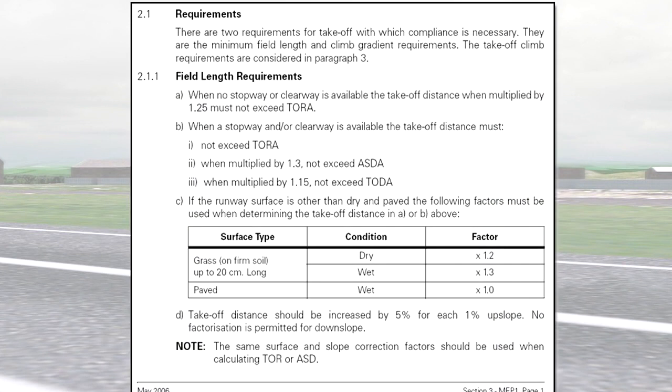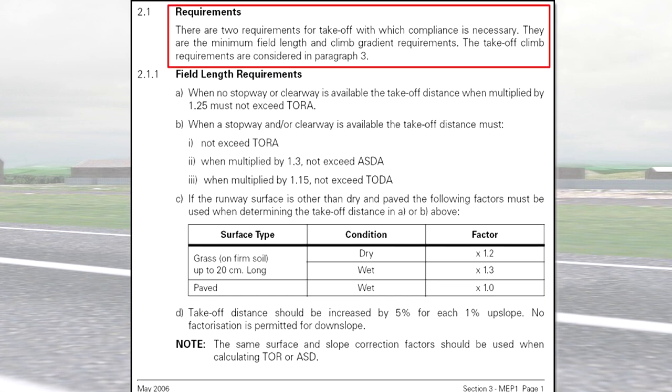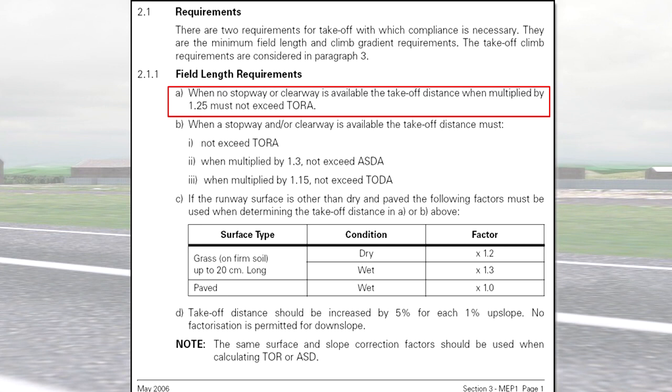Further down on page 1 of section 3 are the regulations specific to the takeoff phase of flight. There are 2 principal regulations that must be complied with for takeoff. The first relates to the minimum field lengths that must be available for takeoff, and the second relates to the climb gradient after takeoff. This latter requirement will be dealt with in the next lesson. These takeoff requirements are exactly the same as those for the single-engine Class B aeroplane.